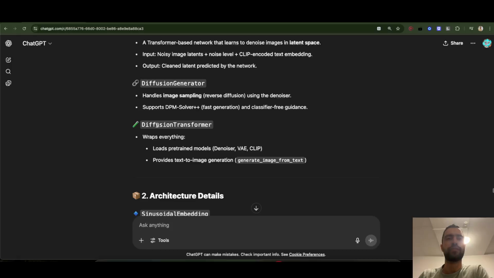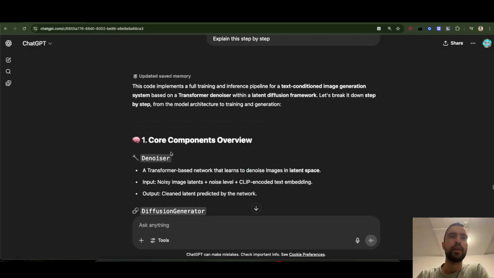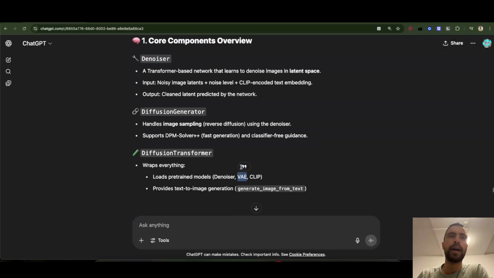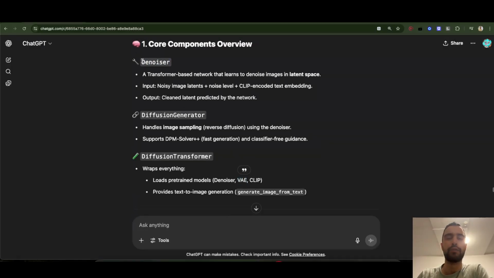And then this diffusion transformer class or file wraps everything, loads pre-trained models, denoiser, variational autoencoder, CLIP, and provides text to image generation, generating an image from text. So we will try to understand and code everything from scratch. I'm not sure, I guess CLIP we don't code from scratch, but variational autoencoder and denoiser, we have denoiser here. I don't know about this one, we'll see. But I think with this project we will understand how to do diffusion transformer from scratch.